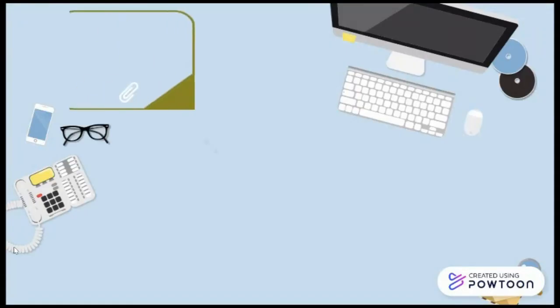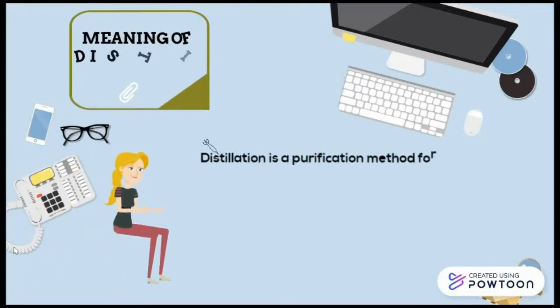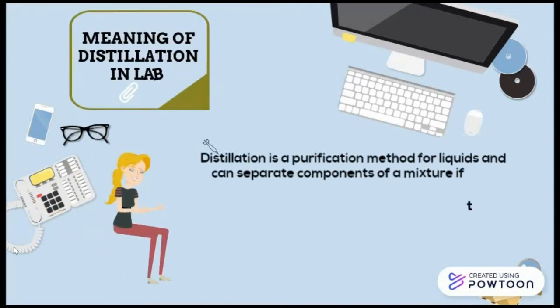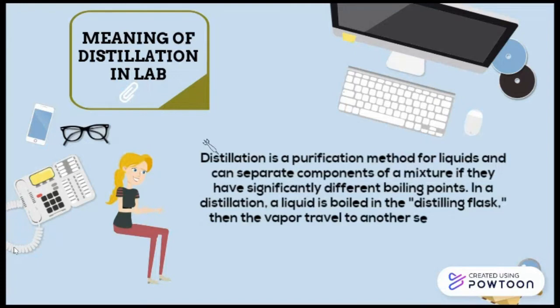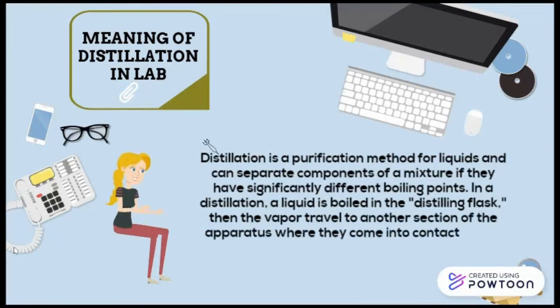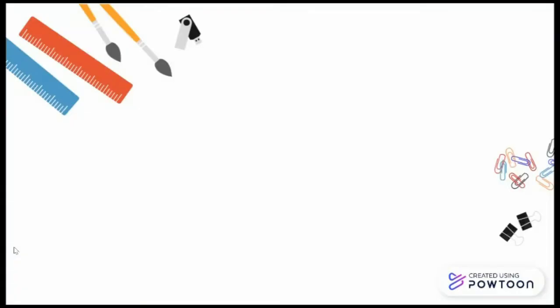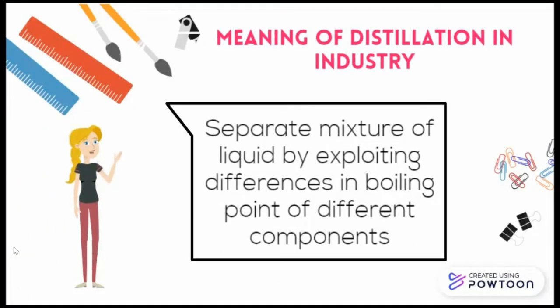Meaning of distillation in lab. Distillation is a purification method for liquids and can separate components of a mixture if they have significantly different boiling points. In a distillation, a liquid is boiled in the distilling flask, then the vapor travels to another section of the apparatus where it comes into contact with a cool surface. Meaning of distillation in industry. Separate mixtures of liquid by exploiting differences in boiling point of different components.